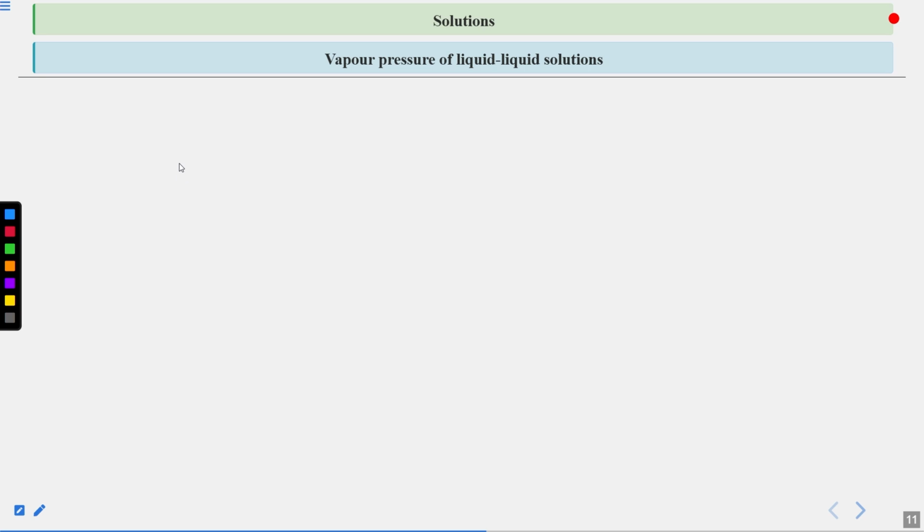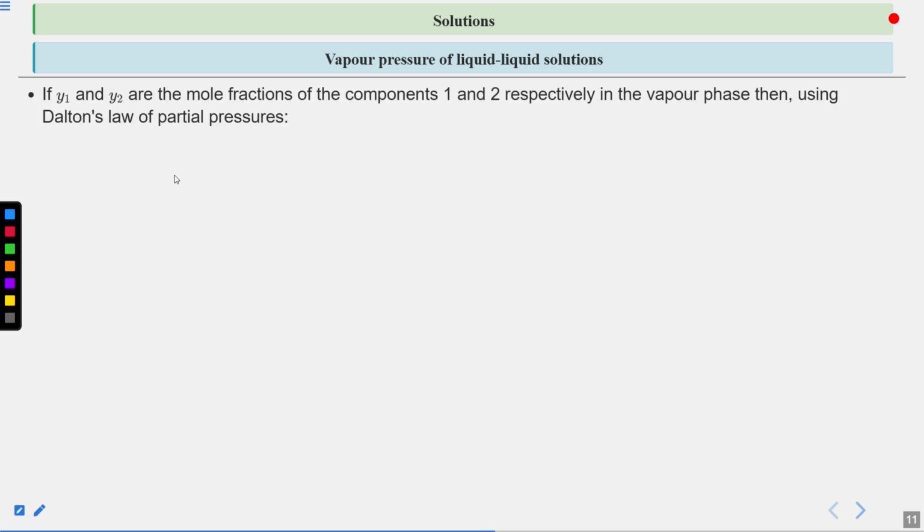Next is a very unpopular equation, but it is very helpful in solving numericals, because most of the students are focused on this Raoult's law equation and they forget about this very important equation and its significance.